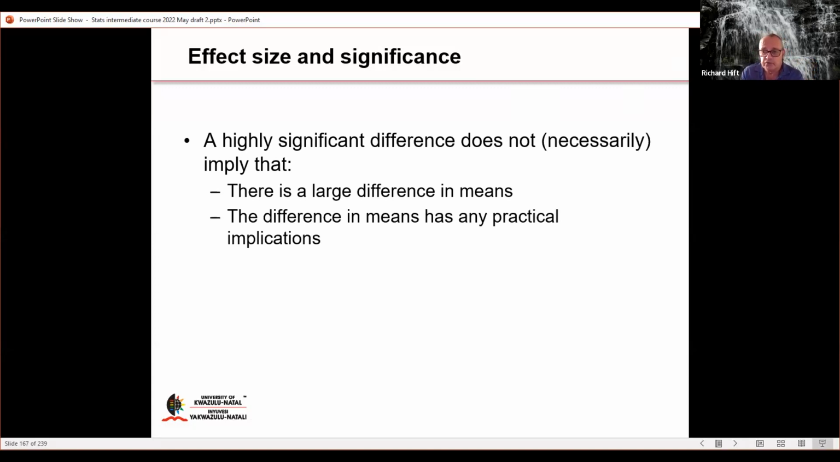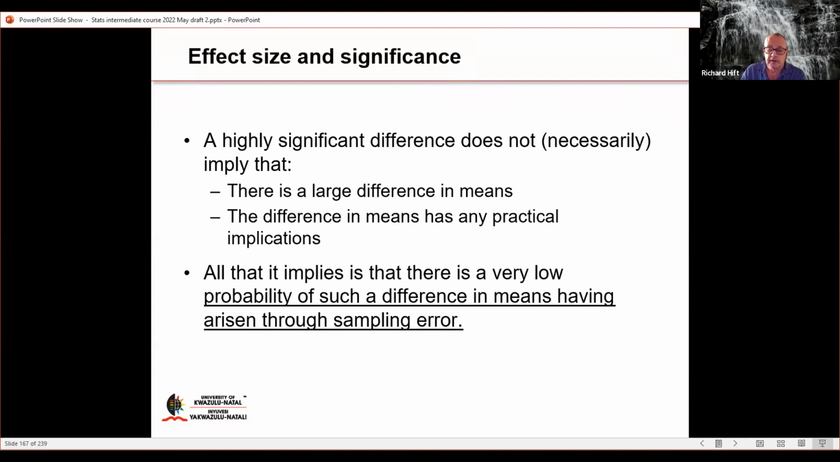significant difference does not necessarily imply that, if we're using, for example, a difference in means, there's a large difference in means. It doesn't mean that it has any practical implications. Okay? All it implies is that there's a very low probability of such a difference having arisen through sampling error. So a highly significant result does not mean a huge difference or a very important effect practically.